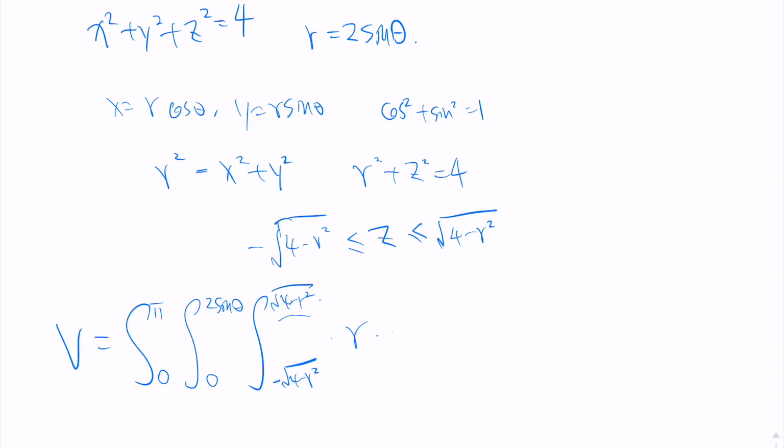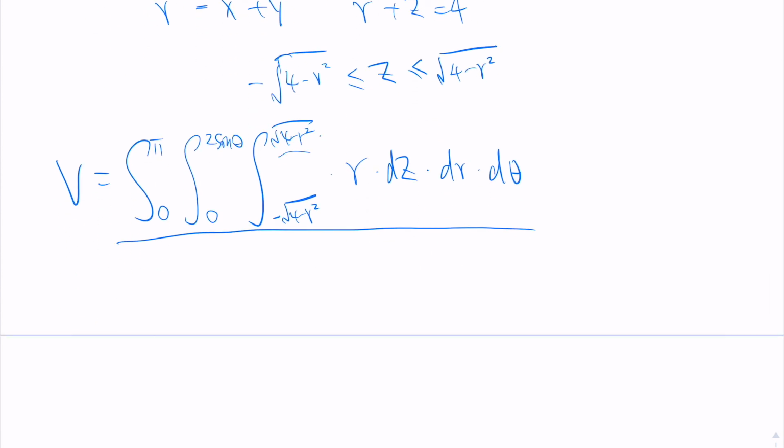And then look at the order. Now you're integrating z, so it's dz first. And then you're integrating r. r is 0 to 2 sine theta, and then dr. Last but not least, d theta. And that's pretty much all you need. But let me draw the line better. Then I could solve this by integrating step by step.